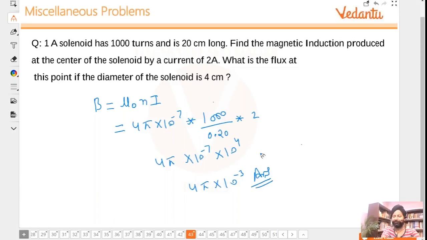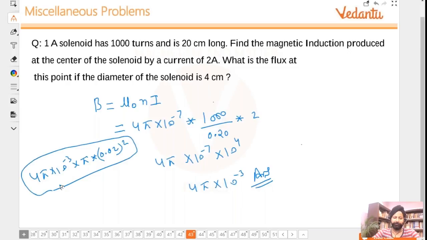Right? And then students have given me the flux also. So you take this 4 pi into 10 to the power minus 3, and you multiply by the area, which is pi d squared by 4, or pi r squared, right, times 0.02 whole squared. That is your flux. Anybody who did not understand, please ask me. No hesitations, please. Anybody who is not clear, if you have not understood, tell me, please.